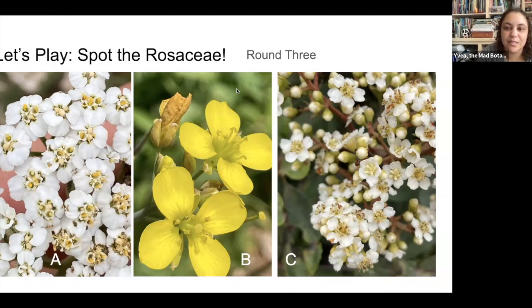Our answer is C, our toyon. I know that one is also challenging. I intentionally put A in here because they look so similar to each other. But do you notice something in A that is very different from C? It almost looks like there's tiny flowers within the flowers, like little tiny white 5-petaled flowers with bigger white petals around it. You're absolutely right. You explained it perfectly.